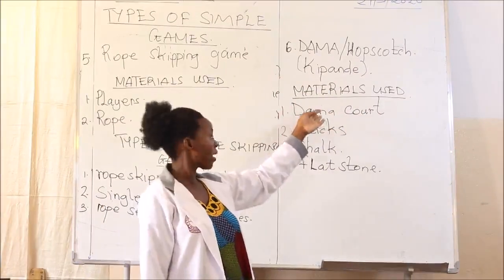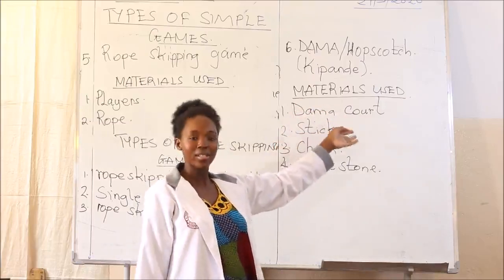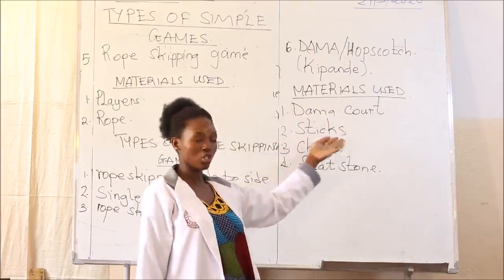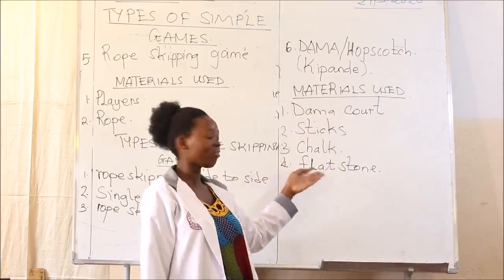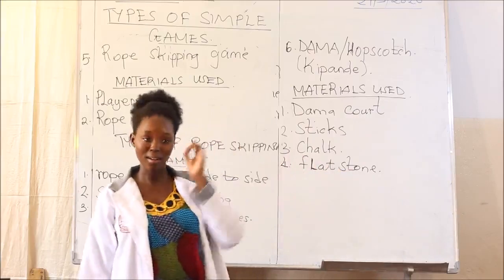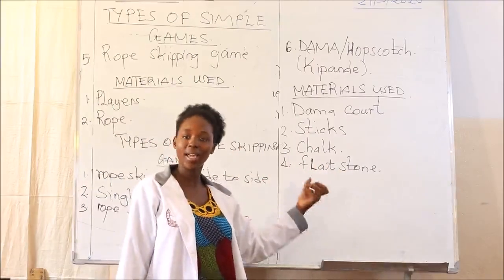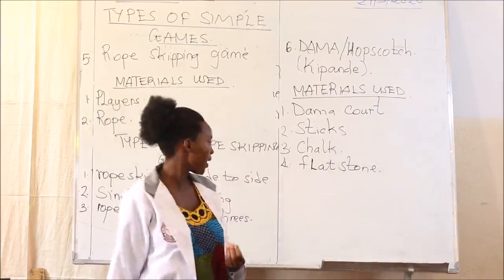Number 1, we have dama court. Number 2, we have sticks. Number 3, chalk. Number 4, flat stone. But remember, as I said, any game is supposed to have players.